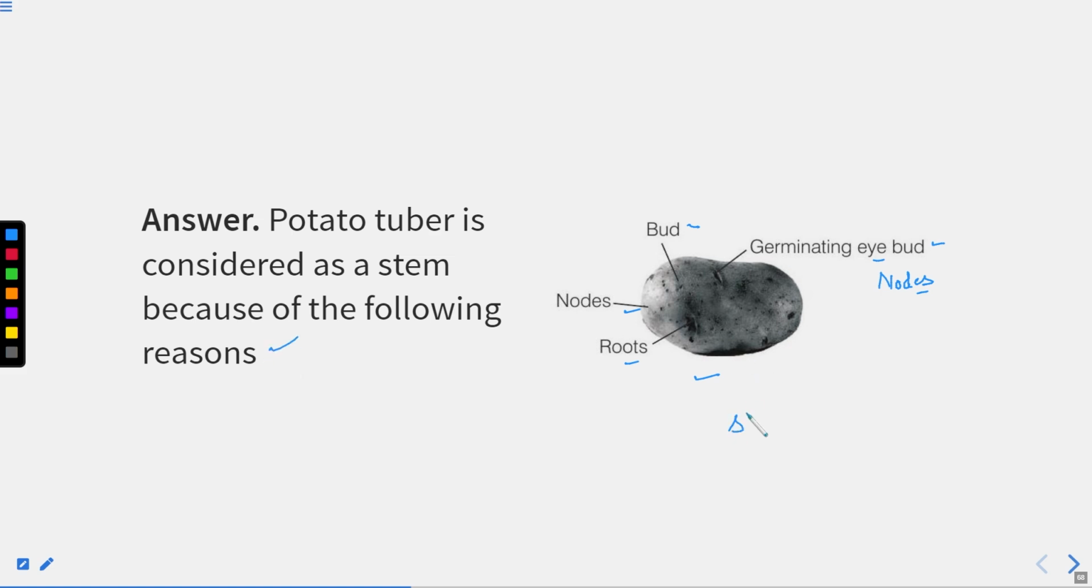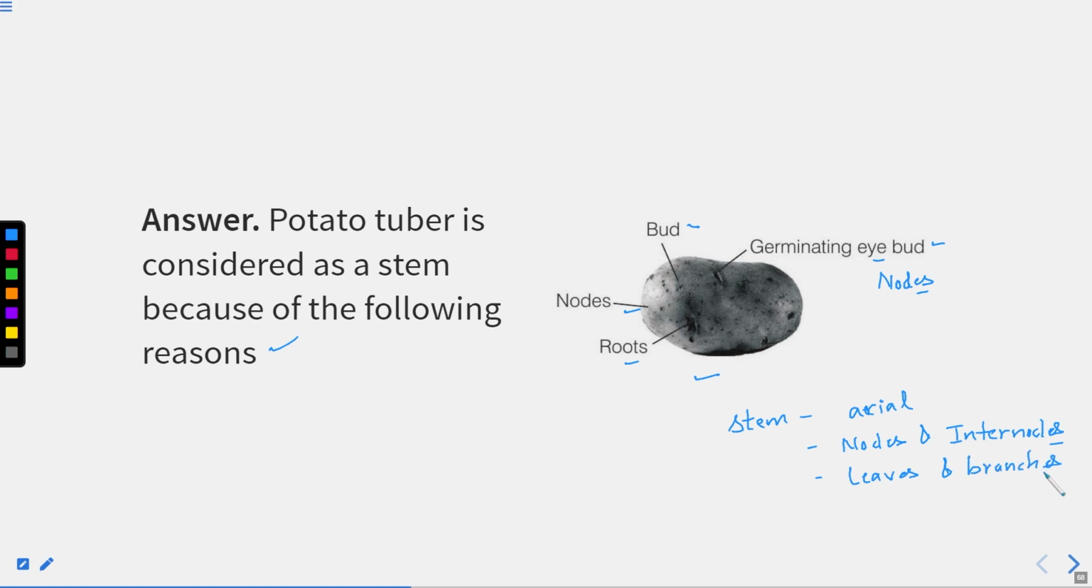Let's first discuss what a stem is. Stem is aerial, above the ground. Stem consists of nodes and internodes, which is a feature of a stem. Apart from this, stem bears leaves and branches.